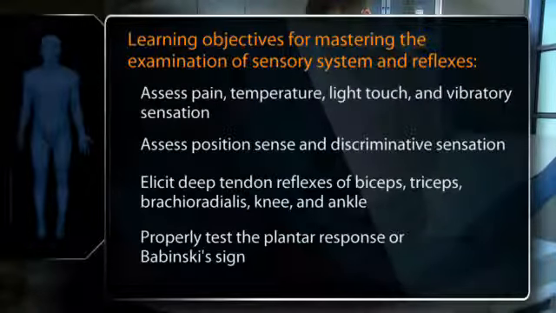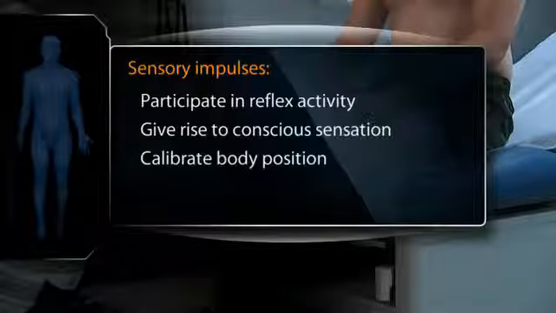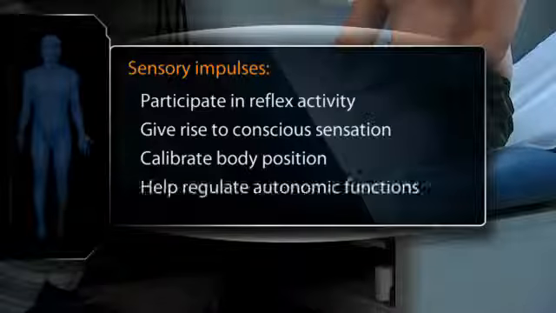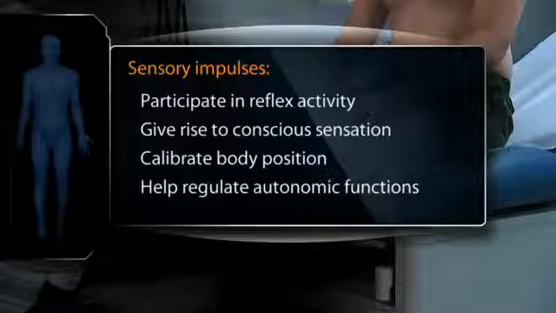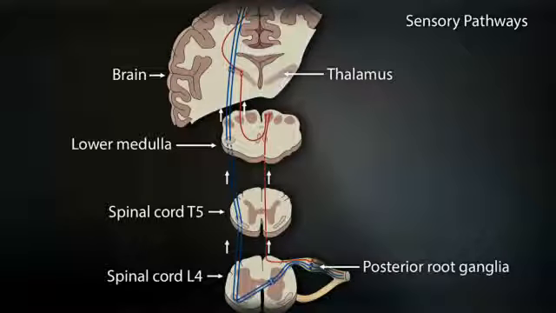Sensory impulses participate in reflex activity and give rise to conscious sensation, calibrate body position in space, and help regulate autonomic functions such as blood pressure, heart rate, and respiration. A complex system of sensory receptors relays impulses from skin, mucous membranes, muscles, tendons, and viscera that travel through peripheral projections into the posterior root ganglia and are eventually directed to the spinal cord and into the brain.